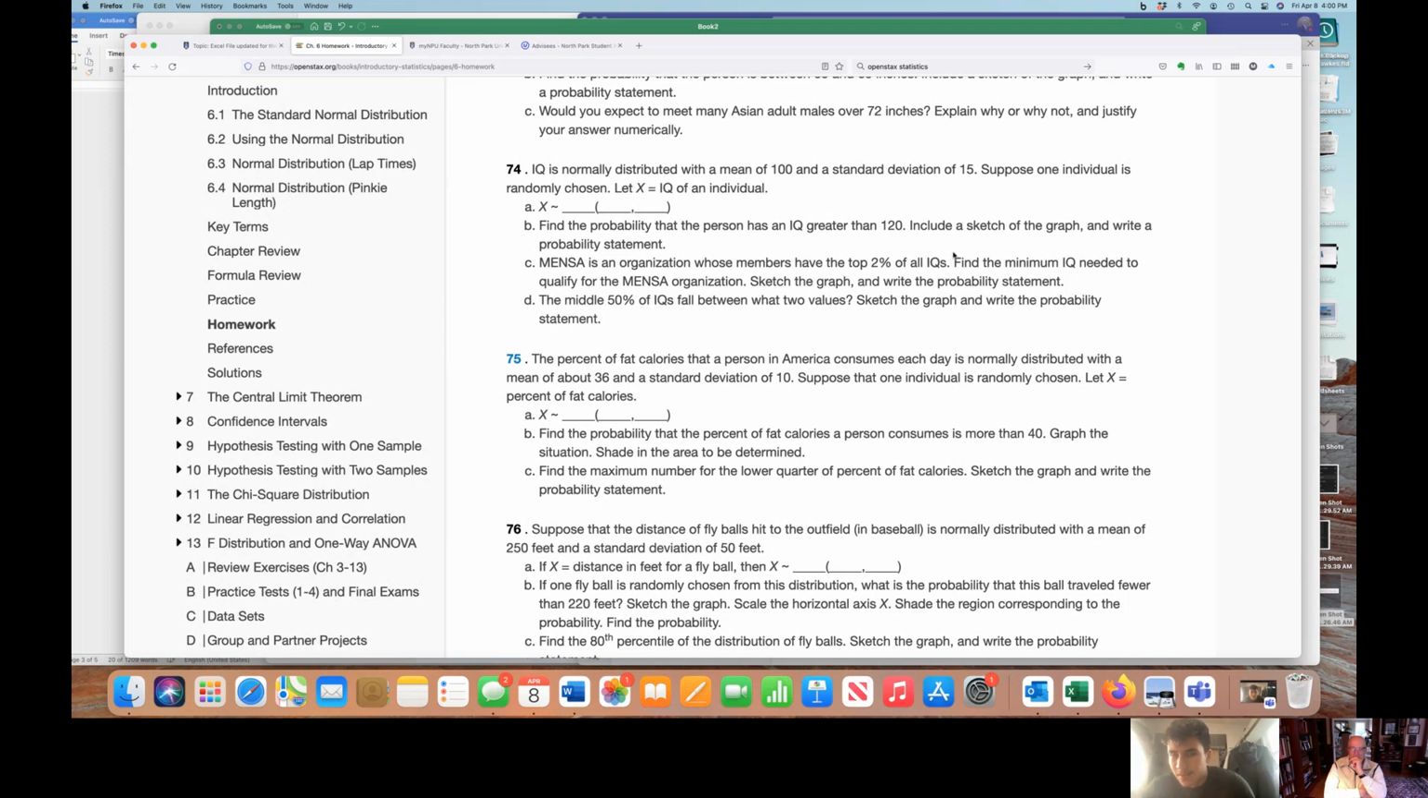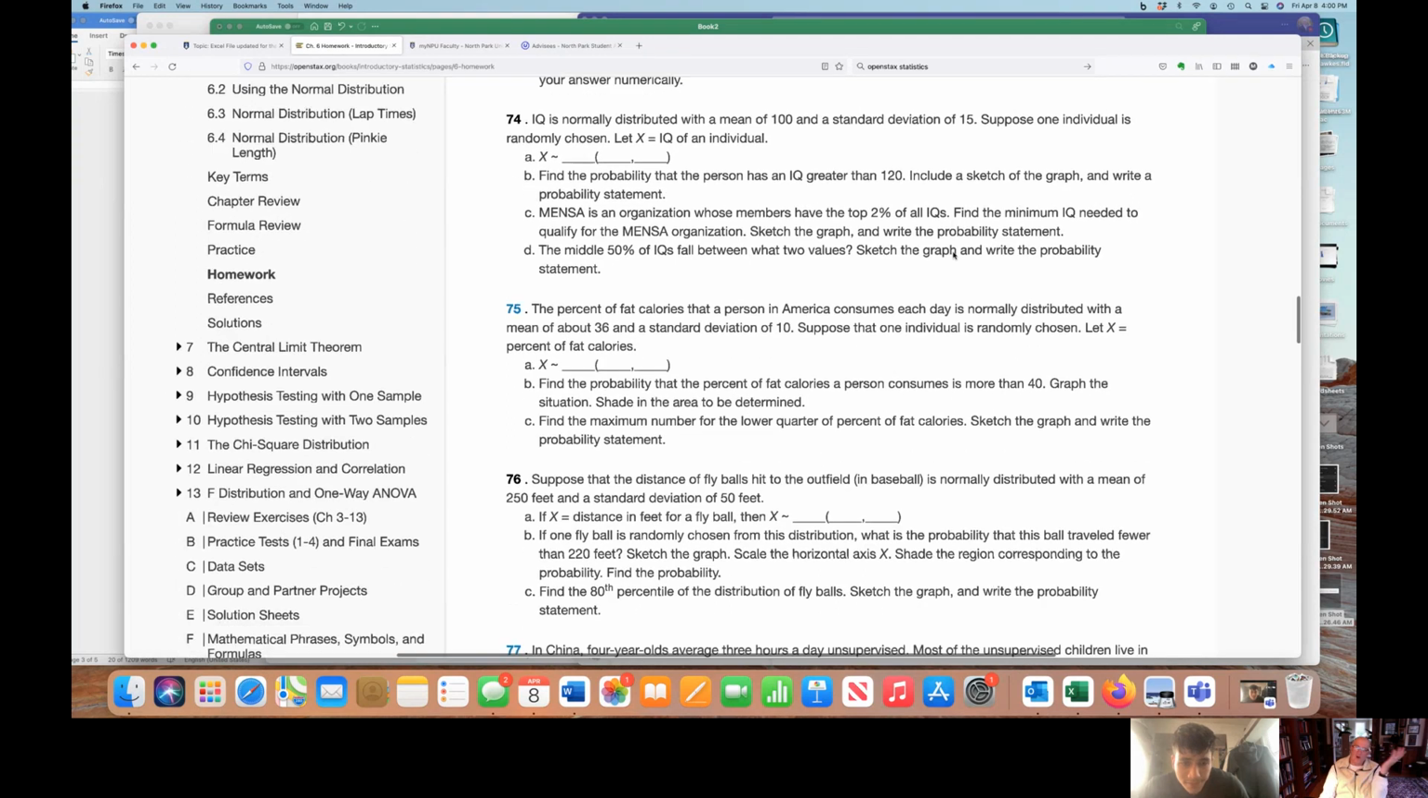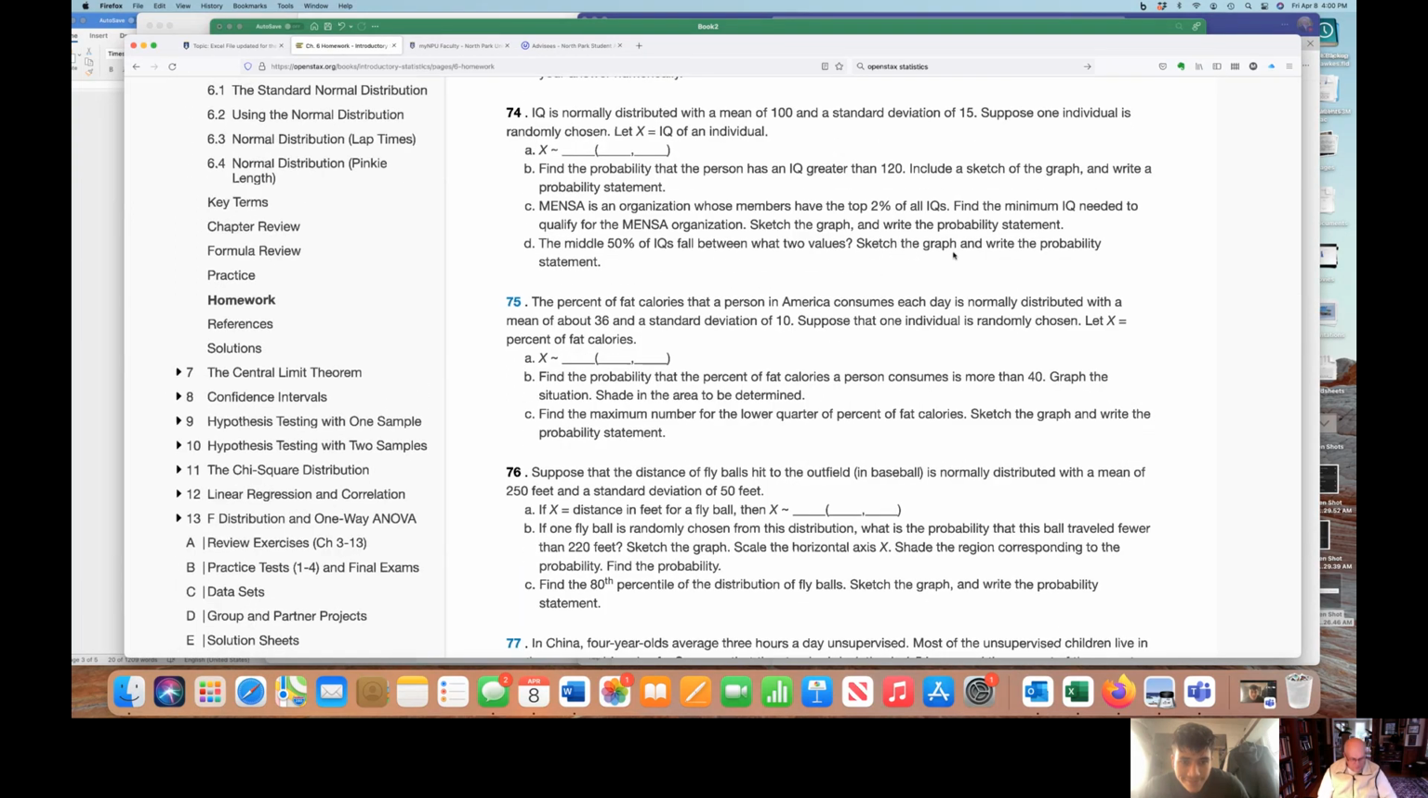Okay. Graph and write the probability statement. Find the probability. Let's see, what do they have? Find the probability IQ lose quarter, sketch a graph, write a probability. Mensa's the top 2%, so that's 98th percentile. And the middle falls between what two values? And that's an in-between probability. So maybe we'll add one for, what do you want to do? The one on fat calories or the height of Asian adult males? I'd rather do fat calories. I don't know why. Nothing against Asian adult males.